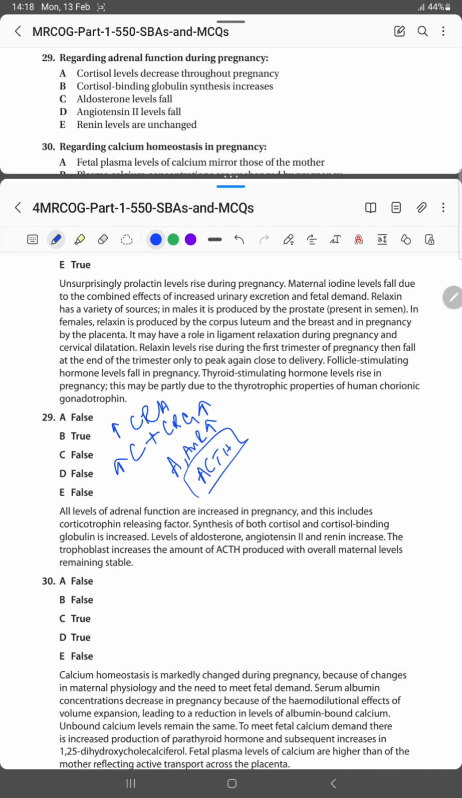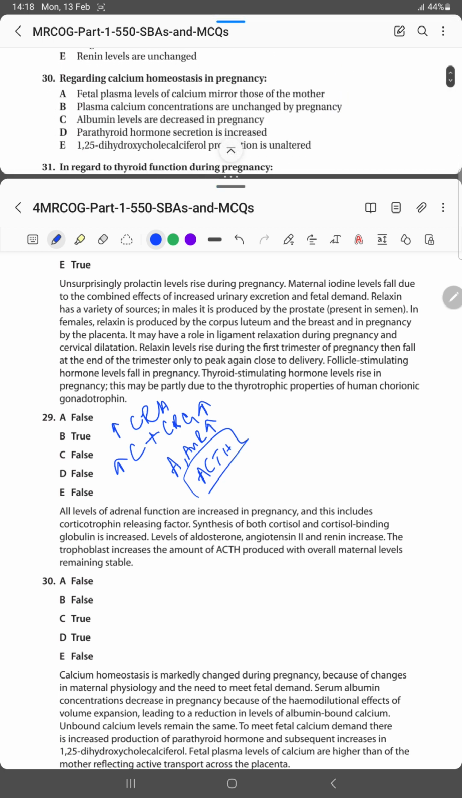Let's move to our options. Option A is that the cortisol levels decrease throughout the pregnancy, that is false, because cortisol levels increase during pregnancy, and cortisol binding globulin synthesis increases, yes, that is true. And aldosterone levels fall, no, they increase, and angiotensin 2 levels fall, no, they also increase, and renin levels are unchanged, no, that is also false, because aldosterone, angiotensin, and renin all increase during pregnancy.